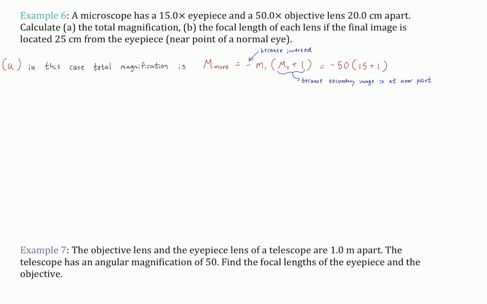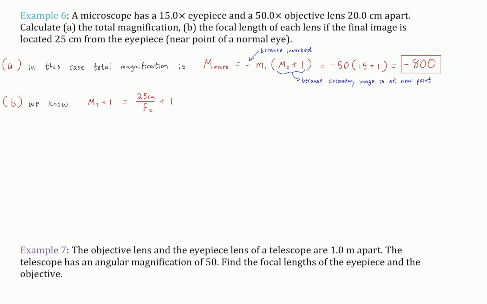So please refer to those, and then we'll plug in the values that were given, the 50 and the 15 respectively. Of course the 15 becomes 15 plus 1, and we get negative 800 as our magnification power. Wonderful. Now let's look at part B, because part A was relatively simple.